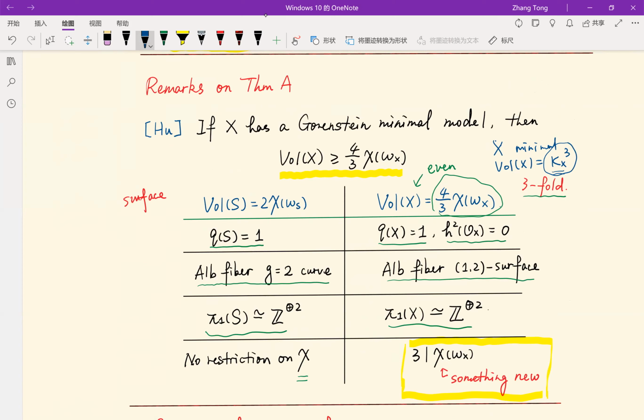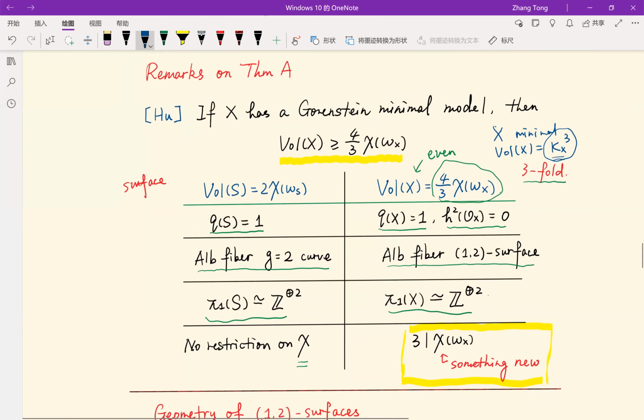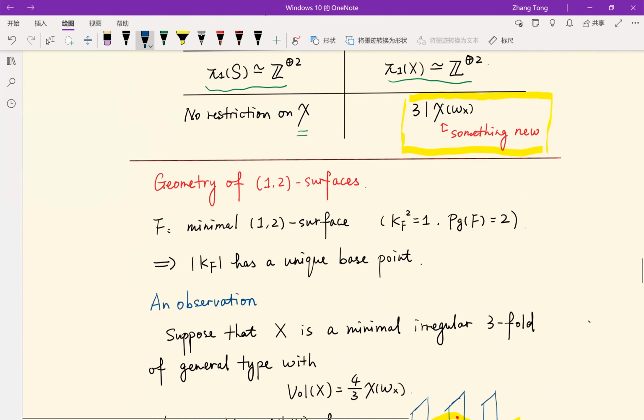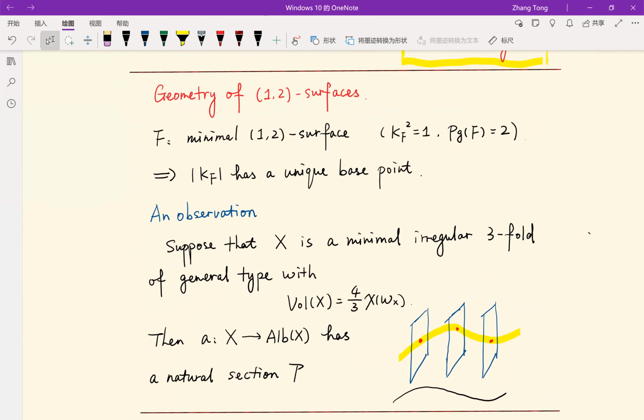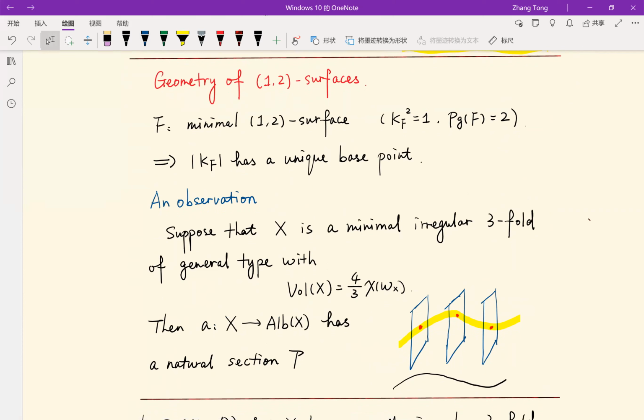So that's something interesting. Okay, so these are some remarks about the first theorem, and I still have enough time, so I want to introduce our second theorem. But before I introduce the second theorem, I want to spend a page on some basic properties of 1-2 surfaces. I want to study some explicit geometry of 1-2 surfaces. So suppose I have a surface F.